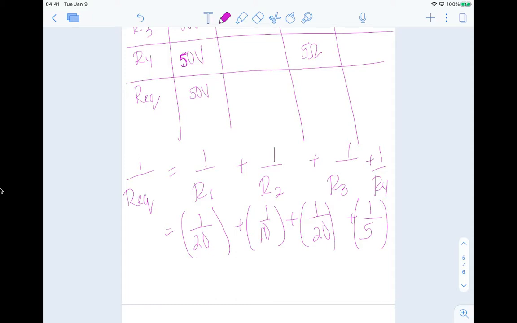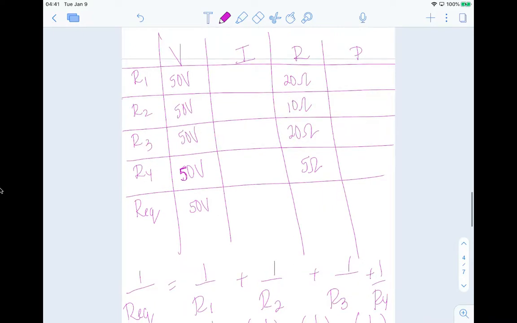We end up with 2/5 equals 1 over Req. That was 2/5. Take the inverse of that, and you should have ended up with an answer of 2.5 ohms. All right, so 2.5 ohms total.